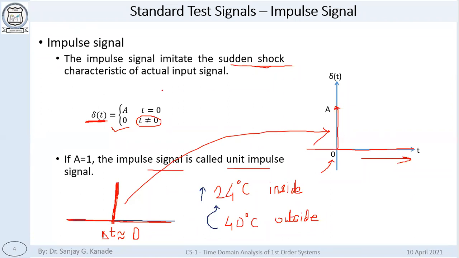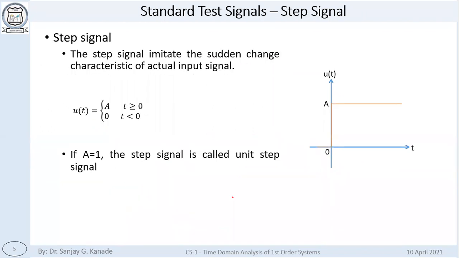Okay, so this is impulse signal. You got the idea. There was a sudden shock, right? Suddenly the input came in and the input went out within a fraction of a second. Almost no delta t, meaning almost zero duration, but the spike is very high.